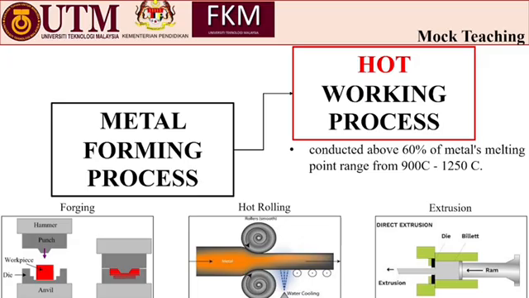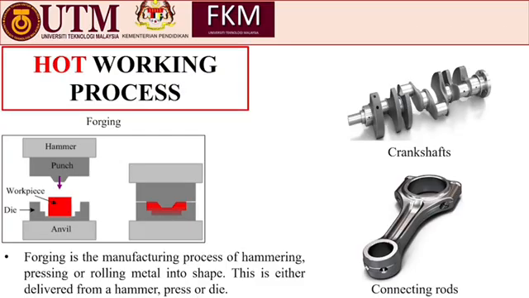So what are examples of hot working process? The first is forging, then hot rolling and extrusion. For forging, what is forging? Basically, forging is the manufacturing process of hammering, pressing or rolling metal into shape. This is either delivered from a hammer, press or die. As you can see here, these are examples of products manufactured by forging, like crankshafts and connecting rods. Let's see the video of how the forging process works.